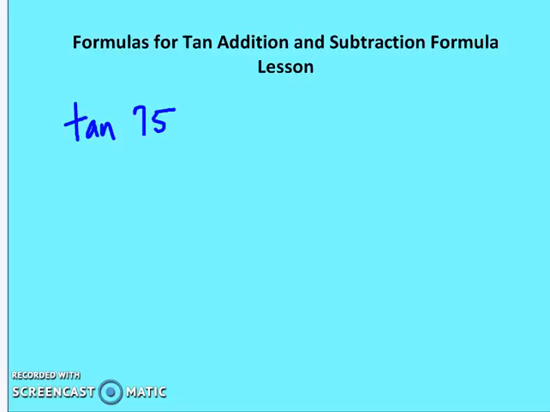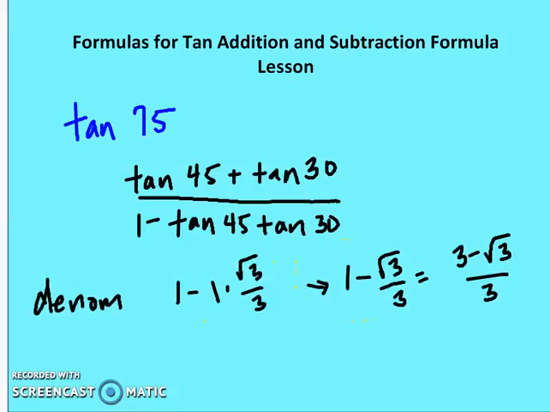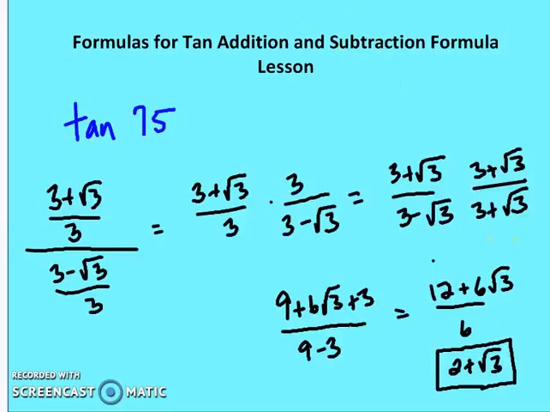All right, so let's solve for the tangent of 75. I'll pause here while you figure this out. All right, so this is tangent 45 plus tangent 30 over 1 minus tangent 45 tangent 30. So the numerator ends up being 1 plus root 3 over 3, which equals 3 plus root 3 over 3. Let's take the denominator. 1 minus 1 times root 3 over 3, which is 1 minus root 3 over 3, or 3 minus root 3 over 3.